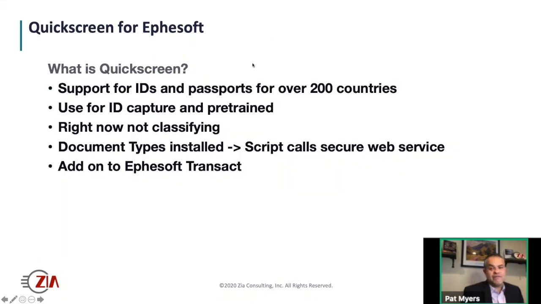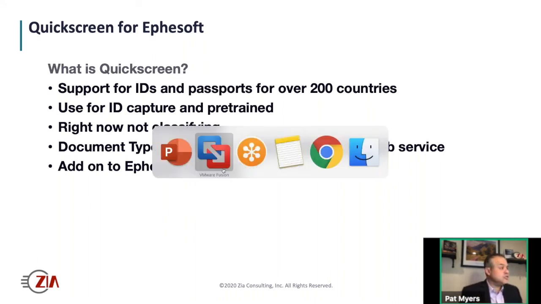QuickScreen is the capability of having support for about 200 country IDs, so passports, driver's licenses, identification cards, and it's pre-trained. And so what you can do is download the document types, and those document types will then use a secure web service to call out and pull the information back for that particular identifier. Right now, it's not classifying those. I think that that's going to be changing. And again, it's an add-on to Ephesoft Transact, but it can give you a lot of features if you're dealing with IDs really quickly.